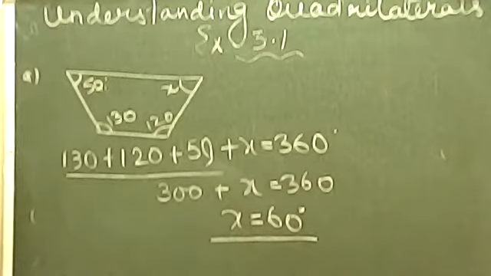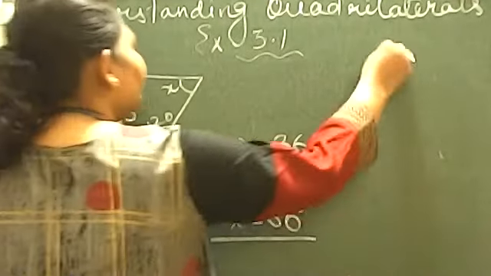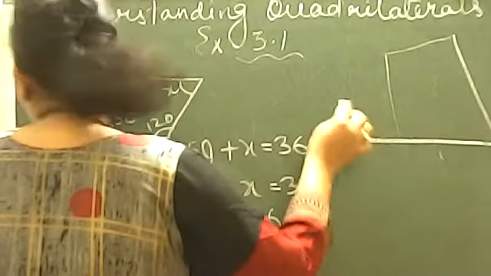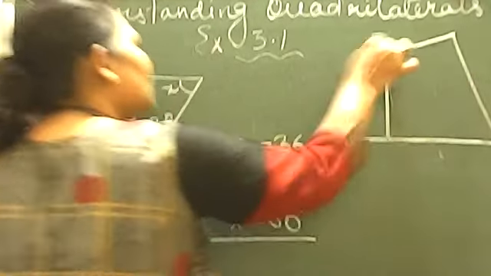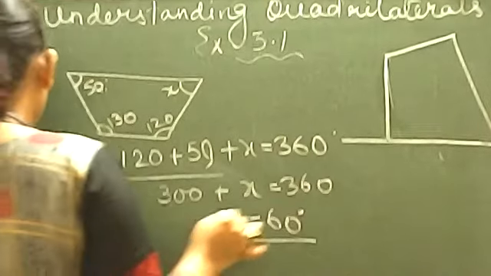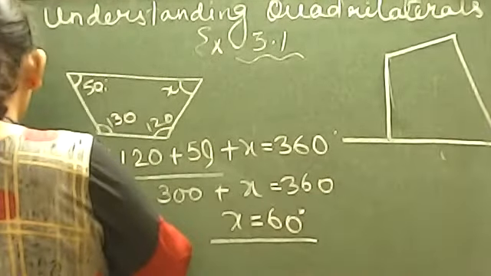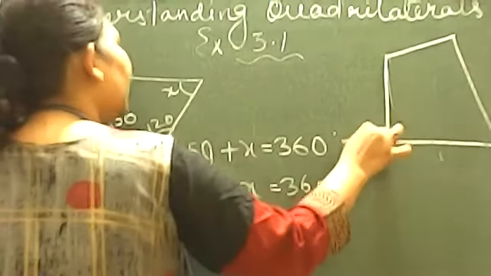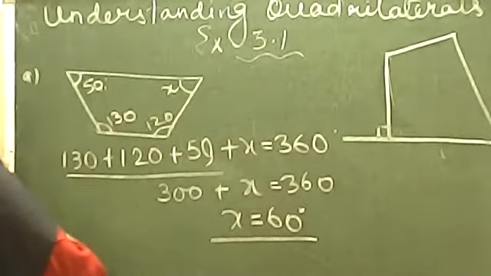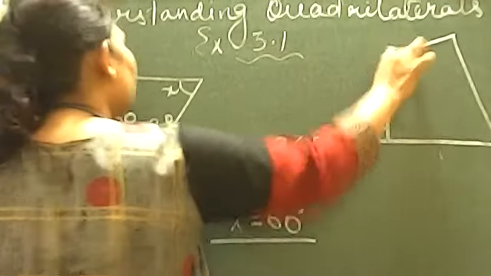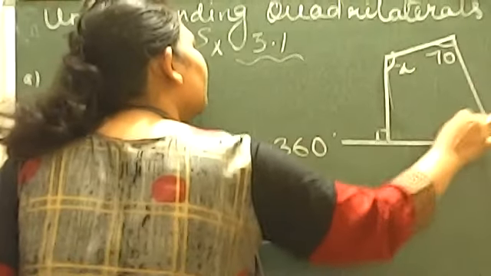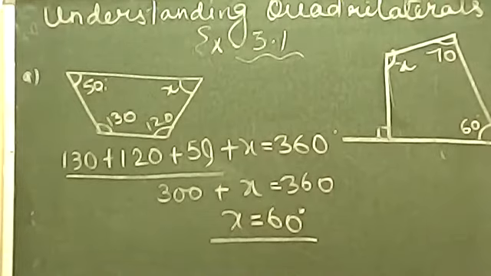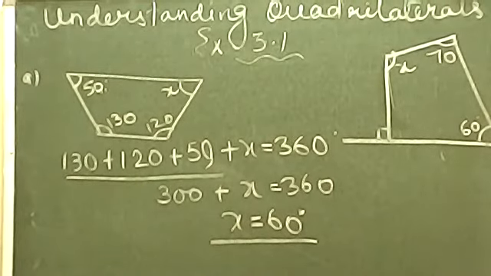Now question number 2, the figure looks like this. Again a quadrilateral only. This kind of figure is drawn for the second question. This is 90 degrees given here, and this is x. This is 70 and this is 60. Now again you have to find out the value of x.